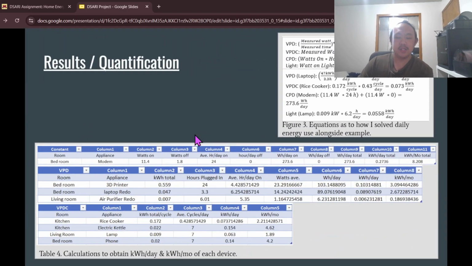And then here's the data which I gathered and calculated. As seen in Figure 3, I showcased the equations which would be used to calculate the variable power device, the variable power device with cycles, and then the constant power device. And then I also show an example right below it. It showcases it for the laptop, the rice cooker, and the modem alongside the lamp. And then you can see in Table 4 a more condensed version of all the devices that I have done.